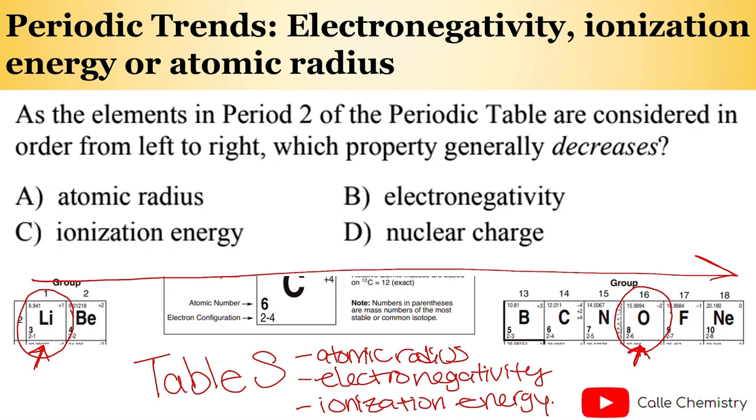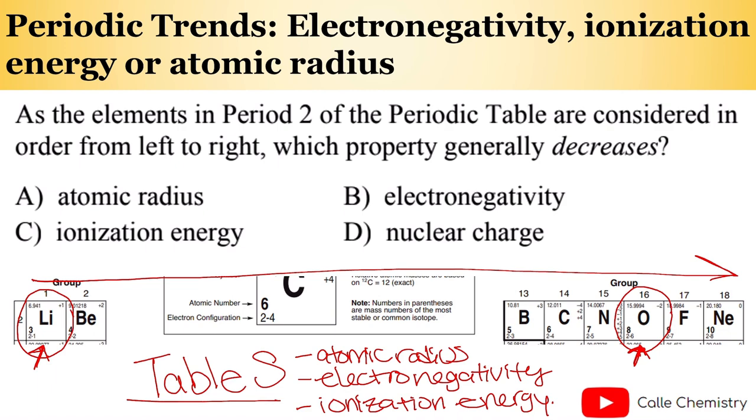Now, periodic table trends. You can either memorize them or, once again, like I just explained, use Table S to find your answer. Which one generally decreases? From these answer choices, the correct answer is A, atomic radius decreases.